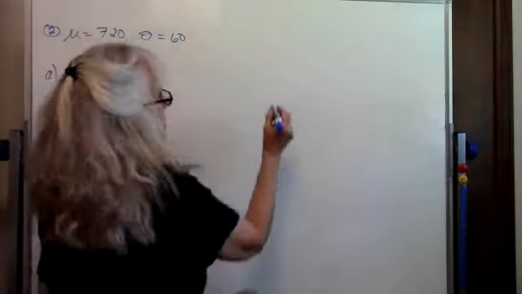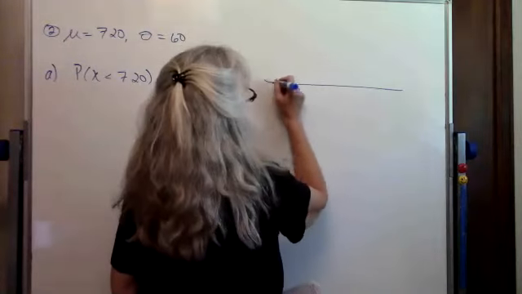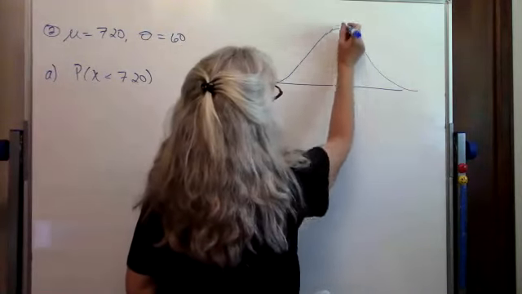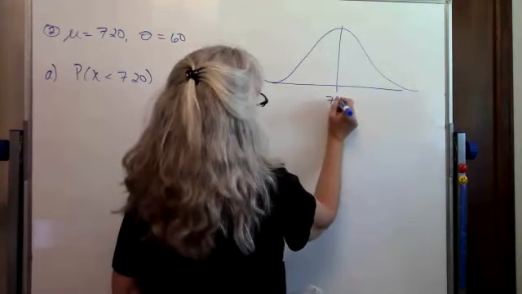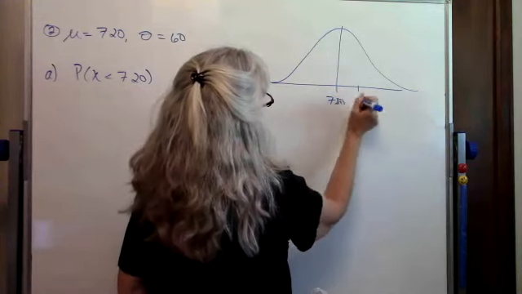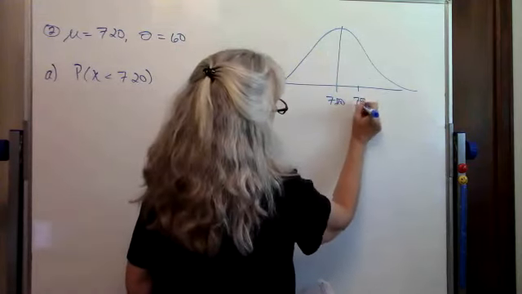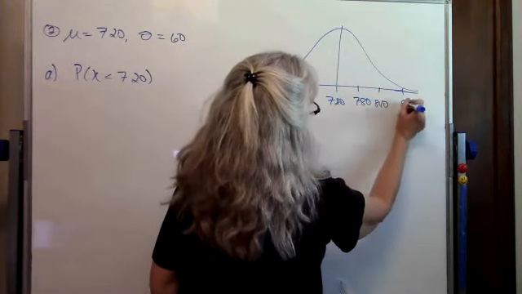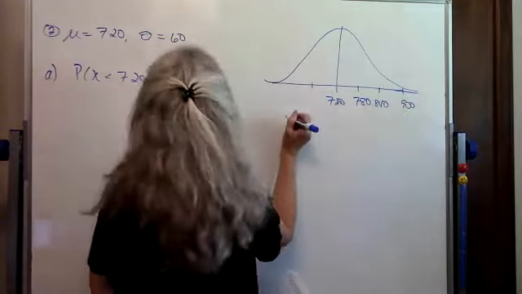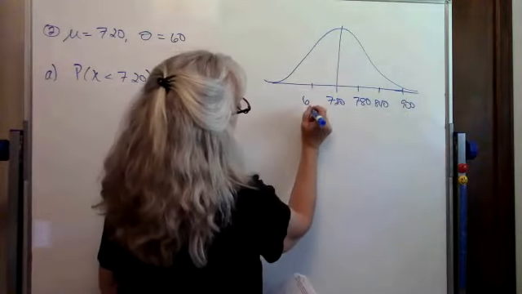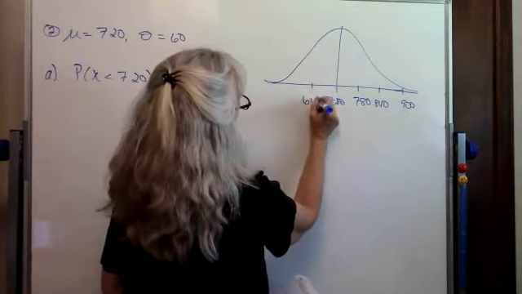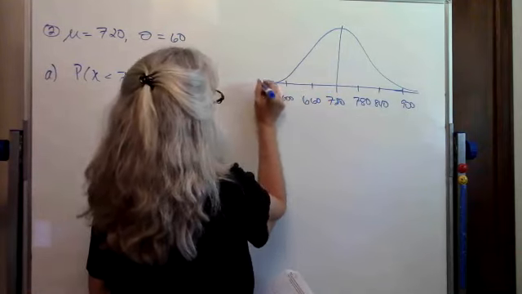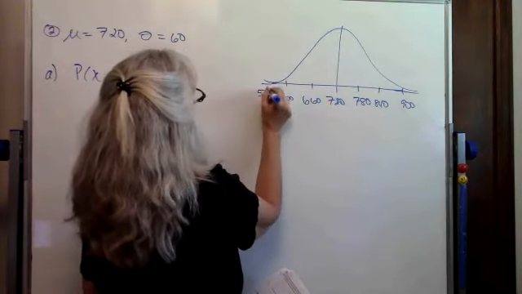Again, I'm going to get a handle on what's going on by drawing myself that normal curve. We know right in the middle is 720, and then we're going to count up by adding 60. So that'd be 780, 840, 900. And on this side, we'll subtract off the 60, so that would be 660, 600, and then over on this side, 540.